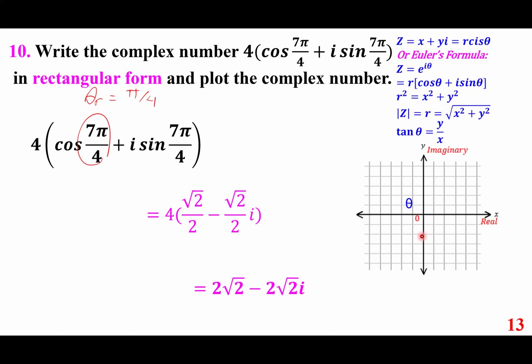So theta, you go 7 pi over 4 and locate. So 2 square root of 2 to the right, 2 square root of 2 down, and you locate the tip. In this case, that would be the complex number 4 cosine of 7 pi over 4 plus i sine of 7 pi over 4. That's the point.